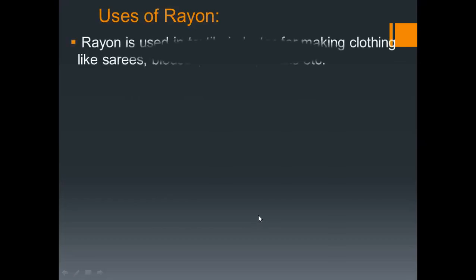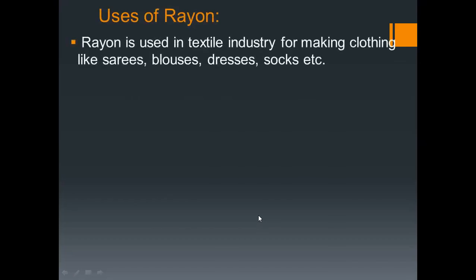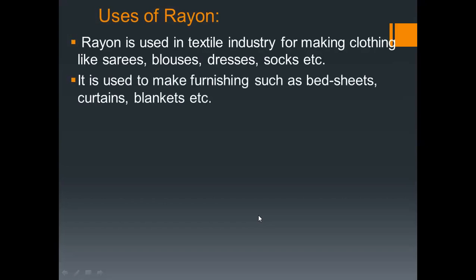Then we will discuss uses of rayon. Rayon is used in textile industry for making clothing like sarees, blouses, dresses, socks, etc. It is used to make furnishing such as bed sheets, cottons, blankets, etc. It is used to make carpets.